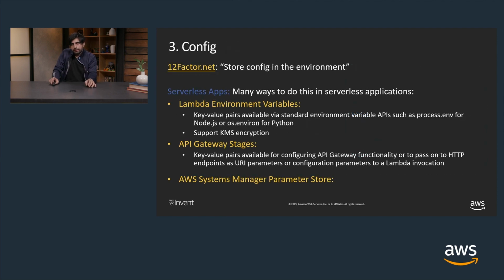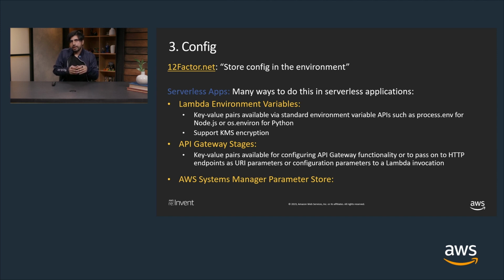So going into number 3, store config in the environment. With serverless applications, there are many ways to do this. One is you can use Lambda environment variables. When you create a Lambda function, you can define these through the SAM CLI, which we'll talk about later, or you can define them directly there in the Lambda console. And now your application, for example, if it is Node.js, you can just call process.env just as you would if you were writing code locally, and it'll have access to all those environment variables.